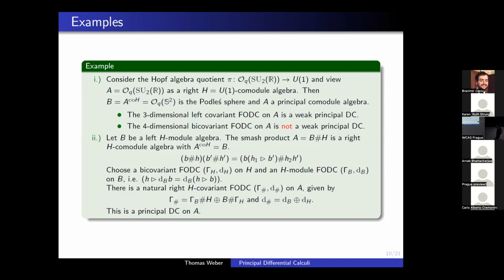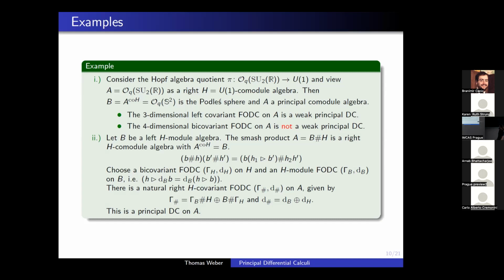If we choose first one on H, so choose any bicovariant first order differential calculus on H and take an H module first order differential calculus on B, meaning a first order differential calculus with a left H action compatible with the differential, in the sense that I wrote. So if I act on an exact form, I can simply act on B. If I have this data, there's a natural covariant calculus on the smash product, and this is the smash product calculus defined by Pflaum and Schaumburg.